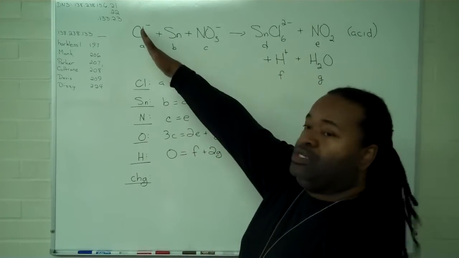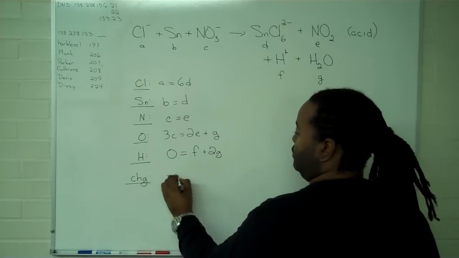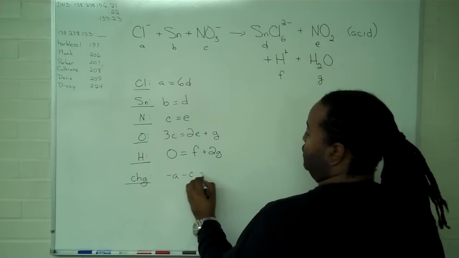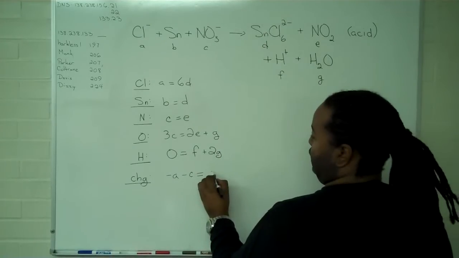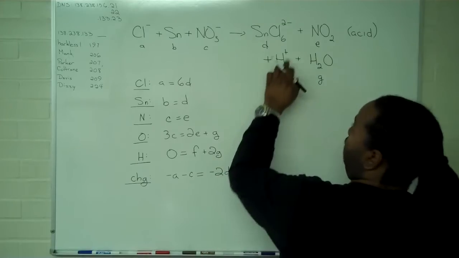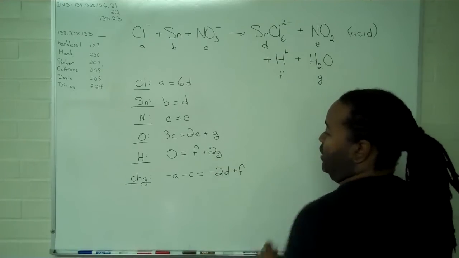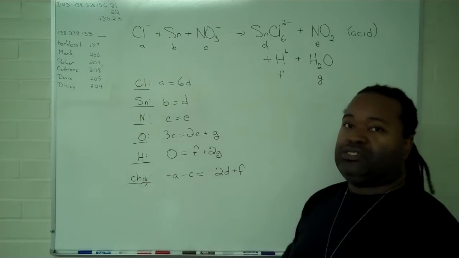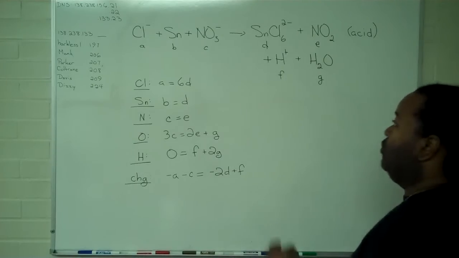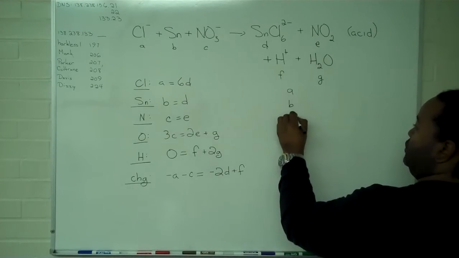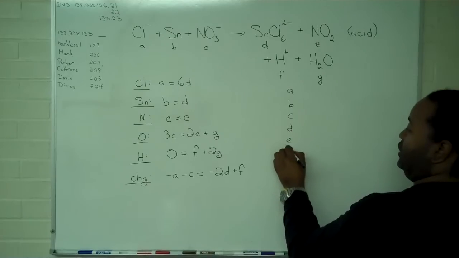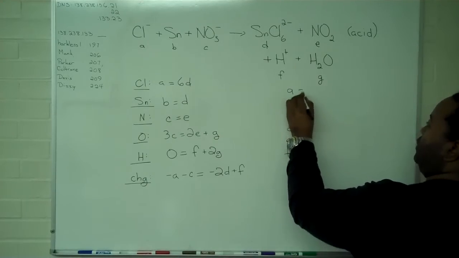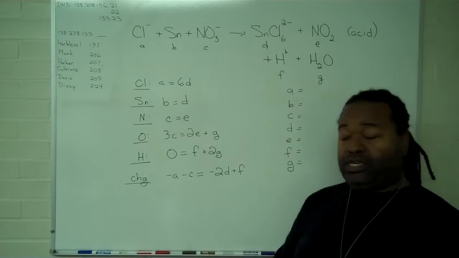And for the charge, A will give us -1, so every copy of that counts. C also adds to the negative charge. We have a -2 times D, and plus whatever we get from F. So now that we've written out the equations for all of our elements plus the charge, we can go to the thinking step where we line up all of our variables, A, B, C, D, E, F, and G, and we have to determine which one we can use to allow us to capture everything else.